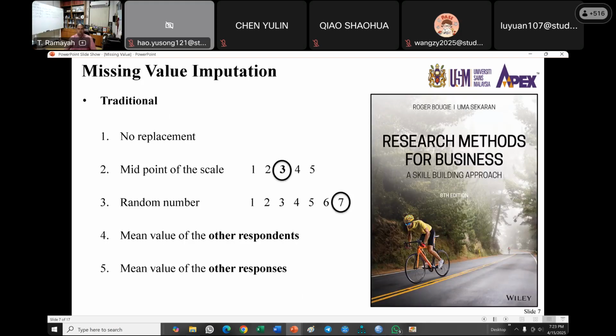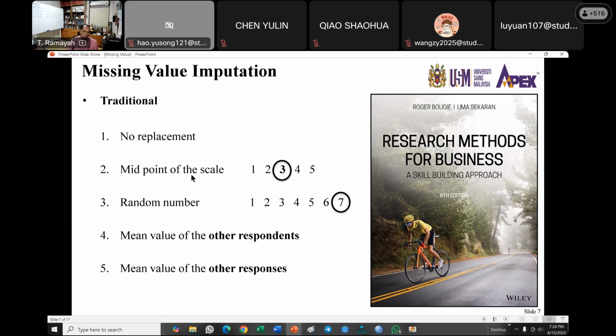So we also have the traditional missing value replacement, which is available in most textbooks. Number one that many people do is no replacement. That means if you have missing values, you do not do any replacement. This is possible if your missing value is 5% or below. Then you don't need to replace. Anything more than 5%, we can try other missing value replacement.